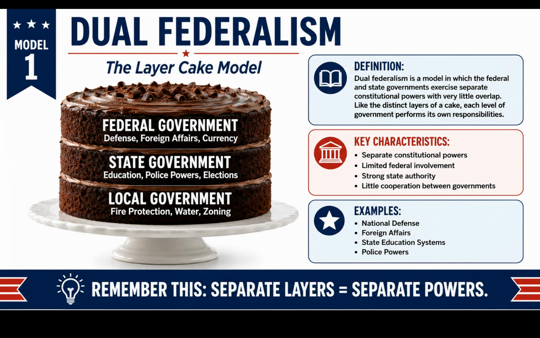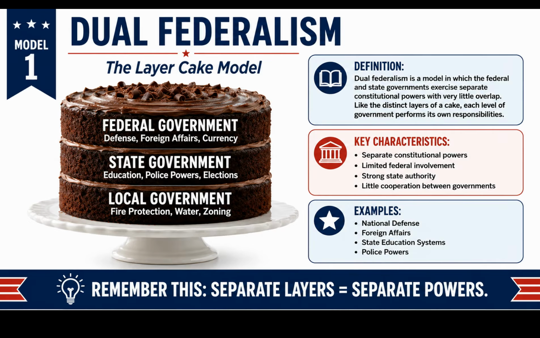Let's begin with dual federalism, often called the layer cake model. Dual federalism is a model in which federal and state governments exercise separate constitutional powers with very little overlap. Like the distinct layers of a cake, each level of government performs its own responsibilities independently. Think about slicing into a 3-layer cake.